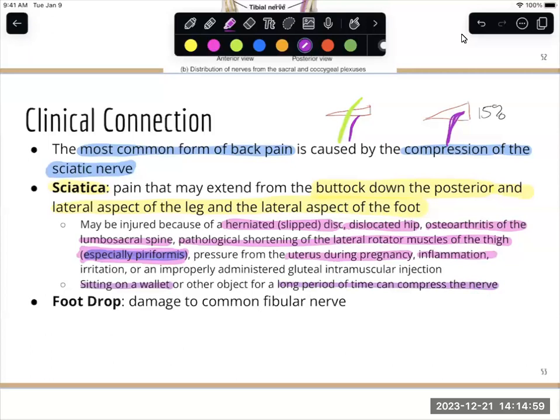One more condition, foot drop, that goes with the sacral plexus. This is a damage or something that happens to this common fibular nerve.